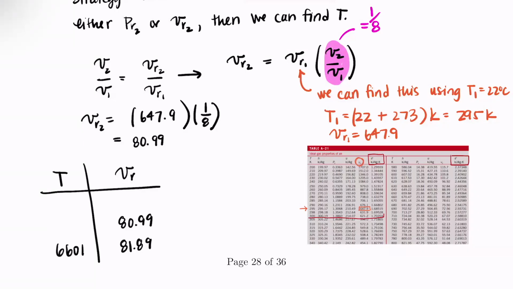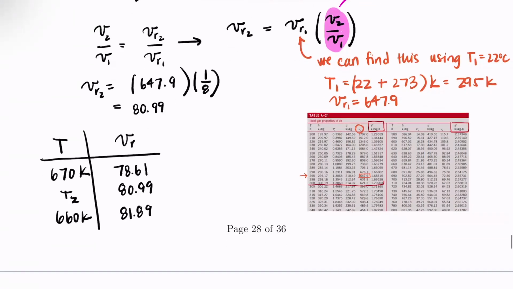Okay. 78.61. The temperature of 670. Wait, what was it? 78.61. And then what was the temperature? 670. Okay. All right. So let's do this interpolation to find T2.